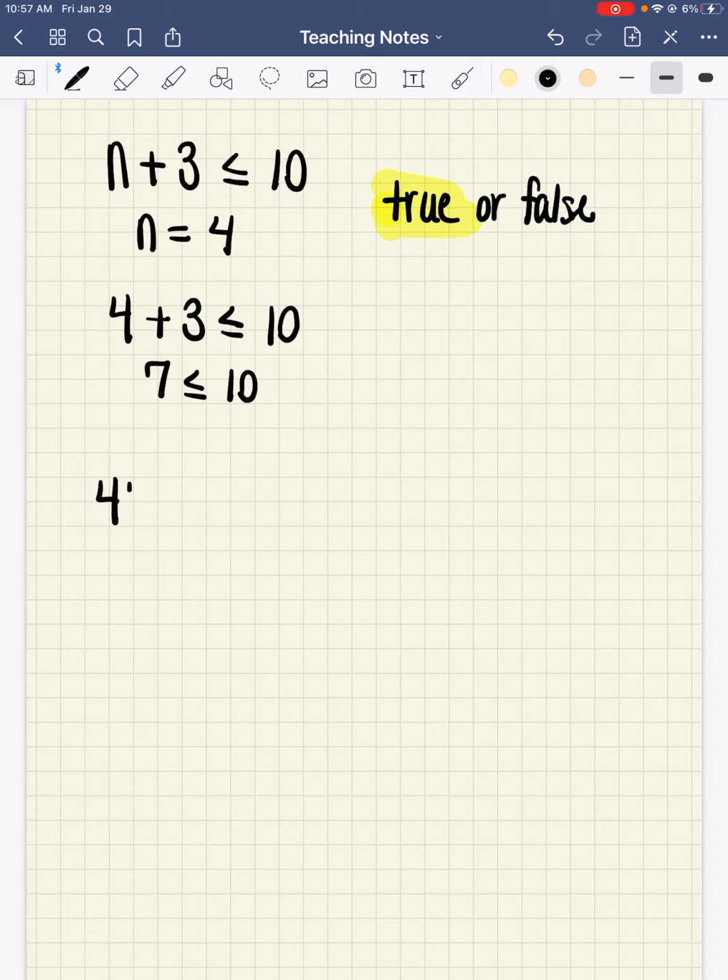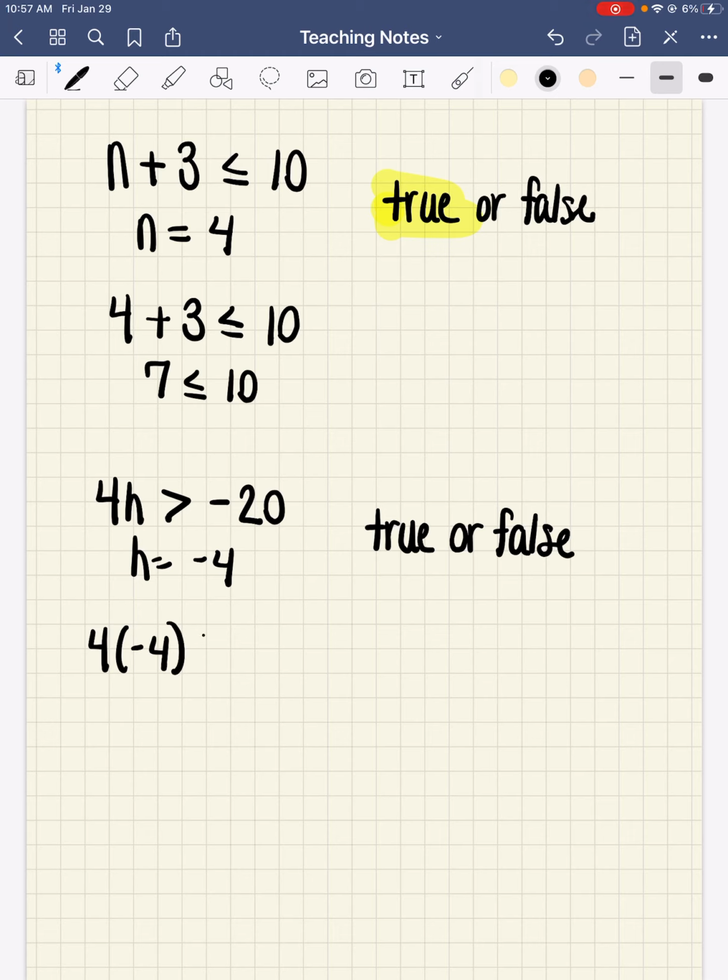One more of those. 4h is greater than negative 20. If h is equal to negative 4, is this true or false? Again, I'm just going to plug in the negative 4 for the h. I'm going to copy everything else down. Then I'm going to solve the left side. So 4 times negative 4 is negative 16. And my question is, is negative 16 greater than negative 20? If you were in my classroom right now, I'd have you look at a number line because that's a good indication there. But negative 16 is indeed larger than negative 20, which is confusing because 16 is not larger than 20. But when we're talking negatives, it changes things up a bit.